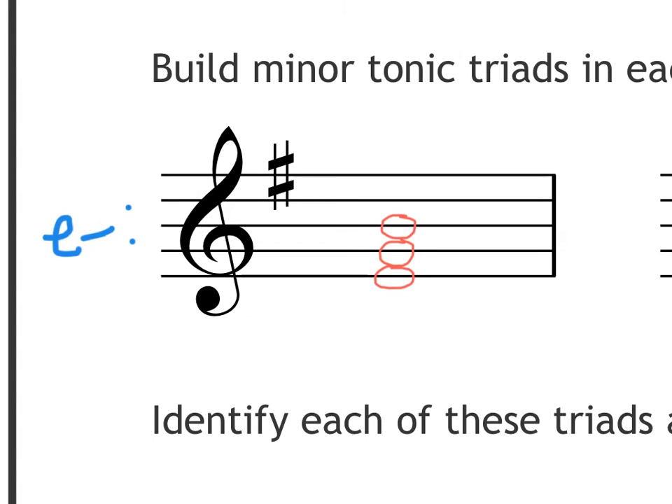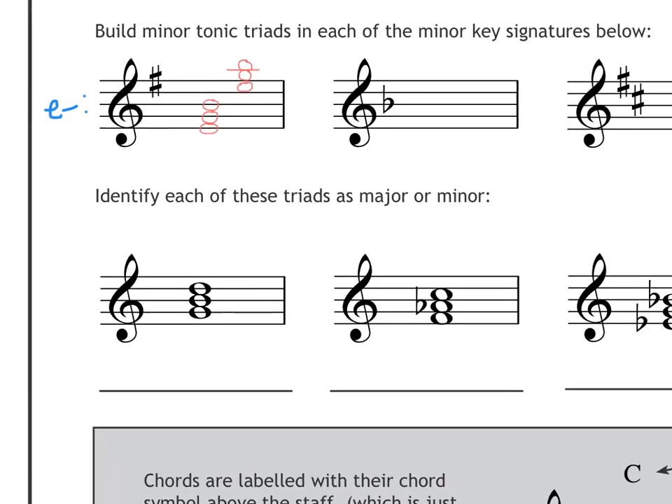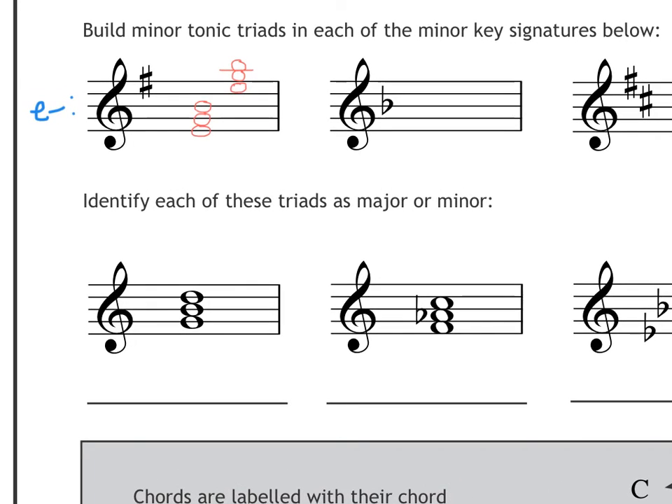Alternatively, if you would have preferred to write your tonic up here, use the high E. There's your minor third. There's your perfect fifth. That's certainly fine as well. The octave you choose really doesn't matter for these exercises. And then finally, identify each of these triads as major or minor.